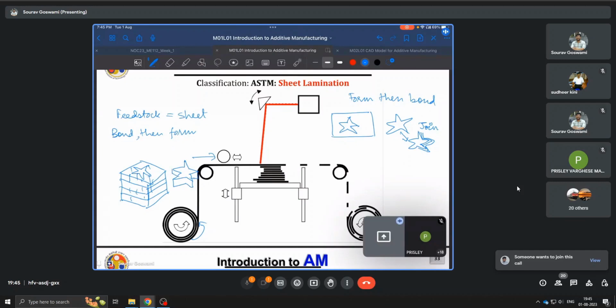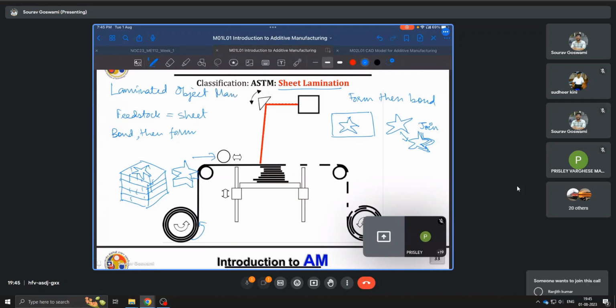So these are the two design paradigms. In this, sheet lamination is also more formally called laminated object manufacturing, or LOM.